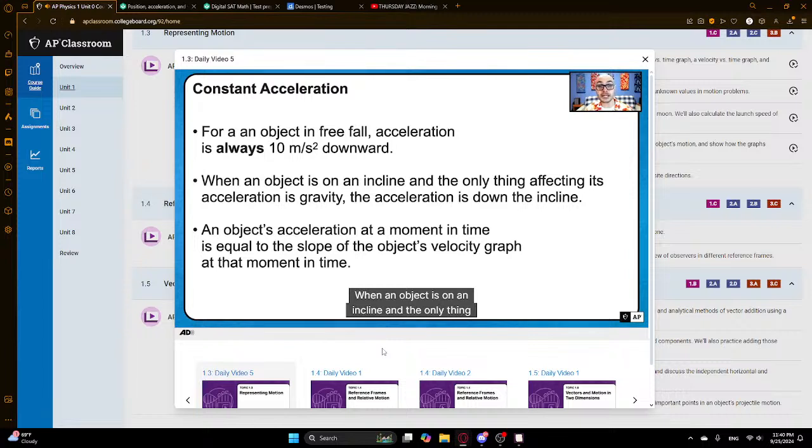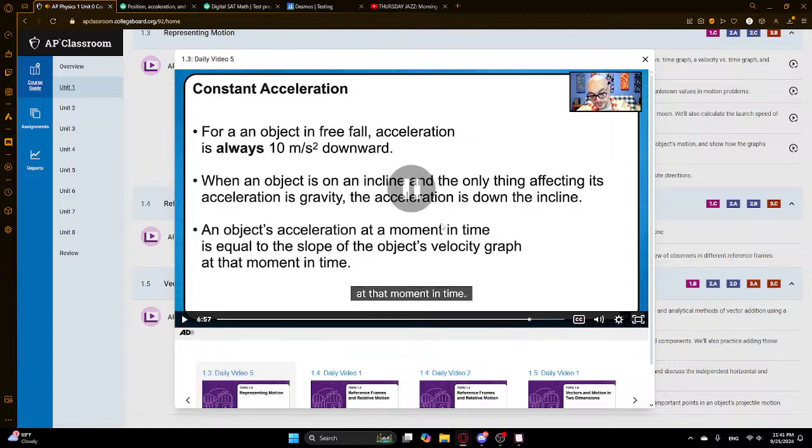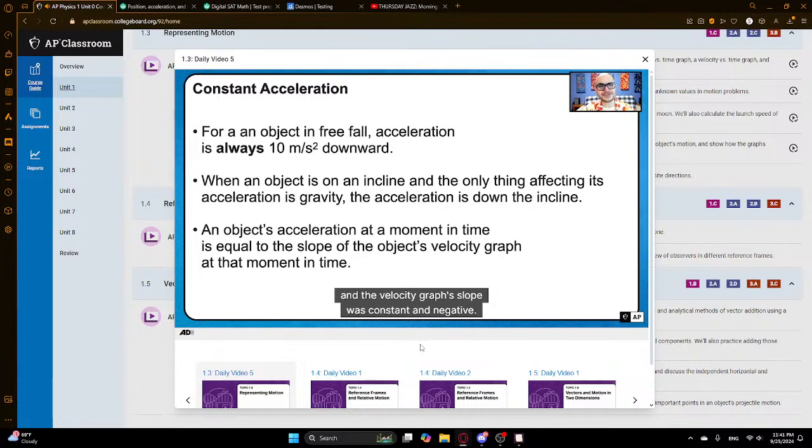When an object is on an incline and the only thing affecting its acceleration is gravity, then the acceleration is down the incline. An object's acceleration at a moment in time is equal to the slope of the object's velocity graph at that moment in time. The acceleration was constant and negative, and the velocity graph's slope was constant and negative.